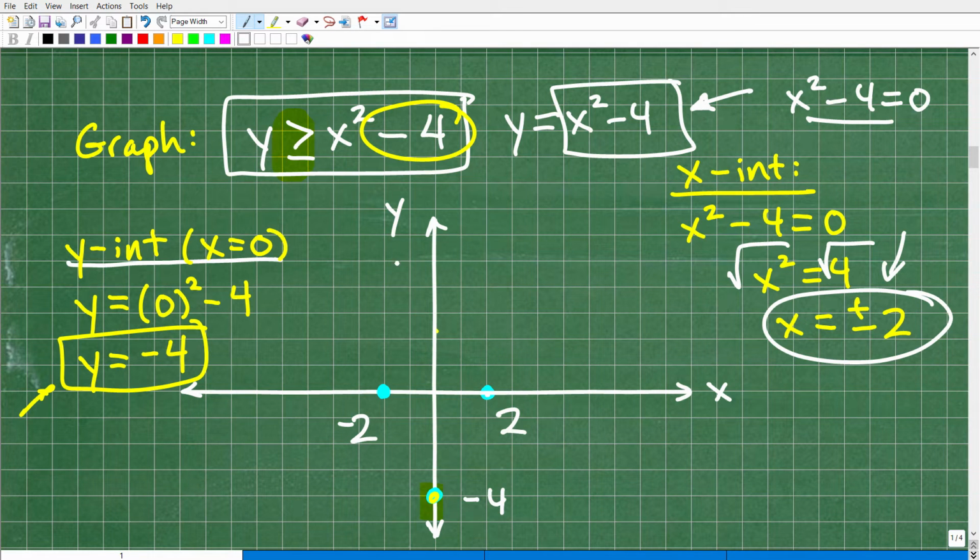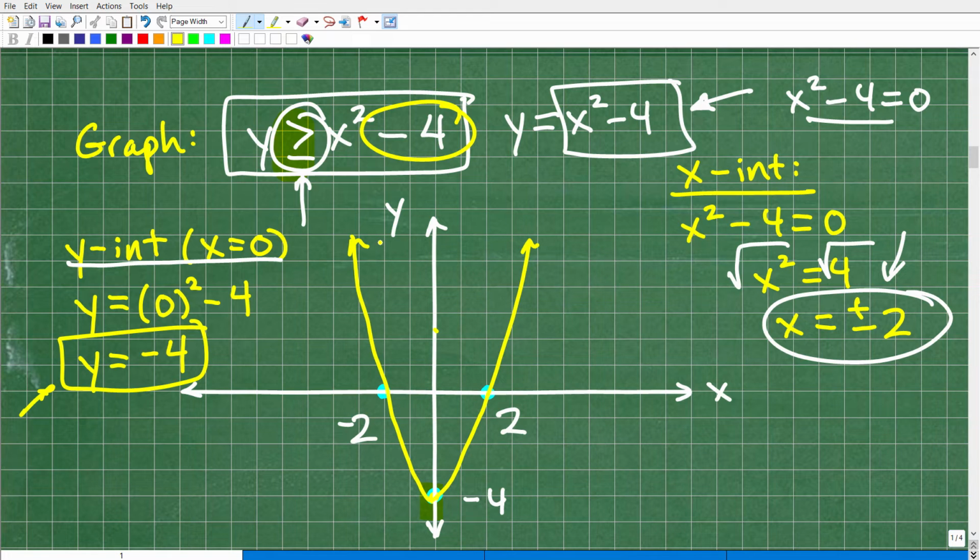So now when we go to draw our parabola, we have to keep in mind that this is going to be a solid line. Again, if this was just greater than or less than, it would be a dotted line, okay? And we'll talk about the reasons why that is important now. So we could just go ahead and sketch our lovely little parabola just like so.